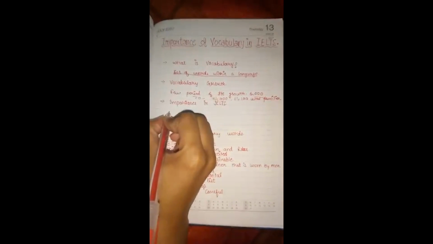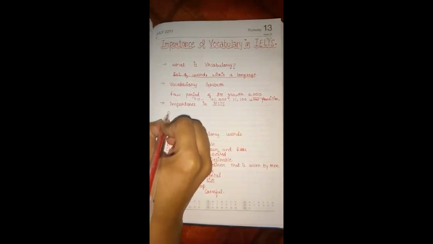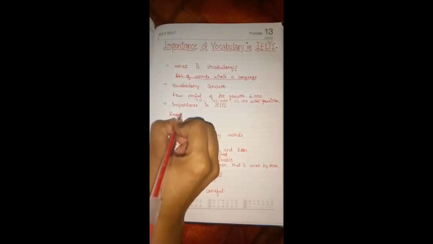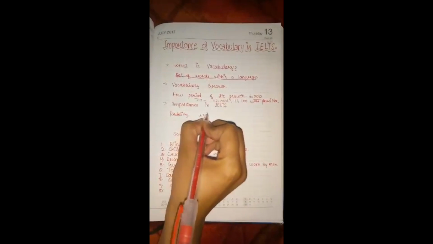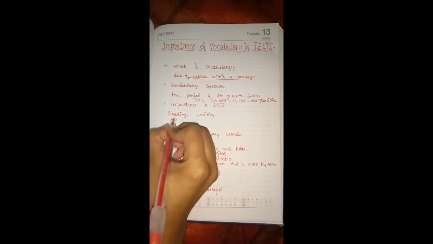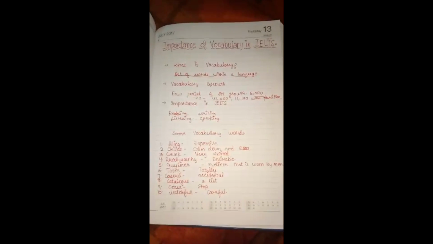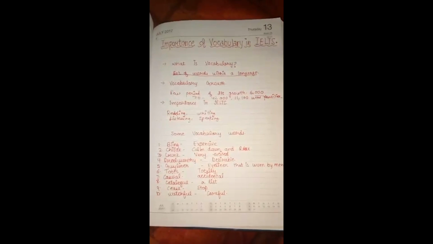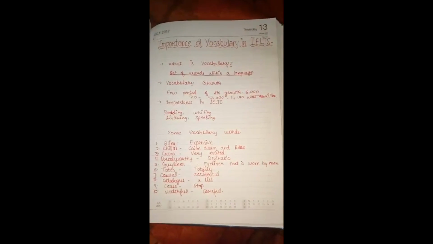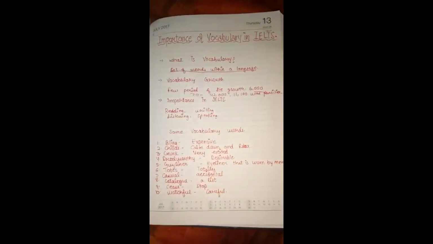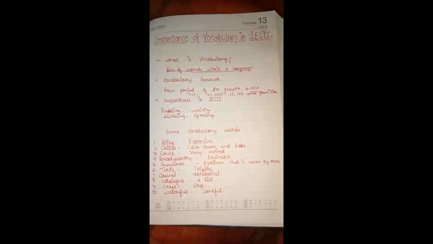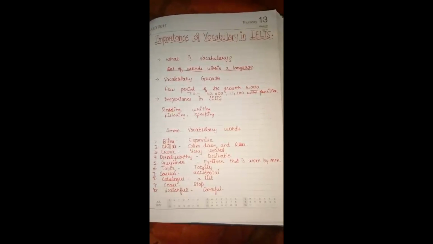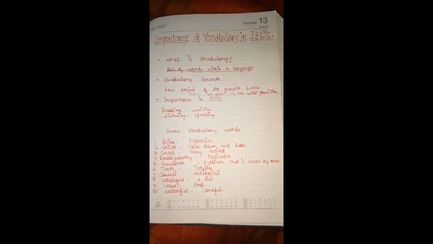Now, here I will tell you how vocabulary is important in IELTS. Vocabulary is important in reading, writing, listening, and speaking. Vocabulary is very important in the IELTS. Vocabulary is 25% of your marks for IELTS writing and speaking, and also plays a key role in listening and reading. You need to develop your English language vocabulary if you wish to crack IELTS.